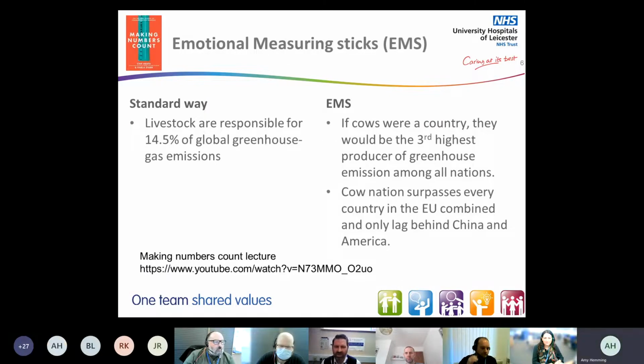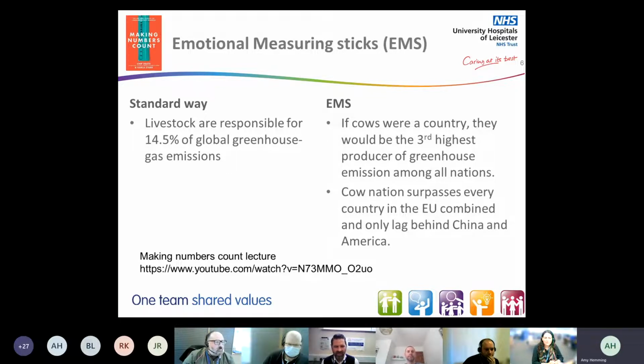Another good example of presenting data that resonated with myself was these emotional measuring sticks, which certainly got my attention. A standard way of presenting is to say livestock are responsible for 14% of global greenhouse gas emissions. So that sounds quite large when I think about it, because I hadn't really thought about it too much before.